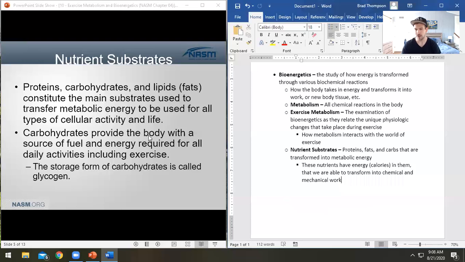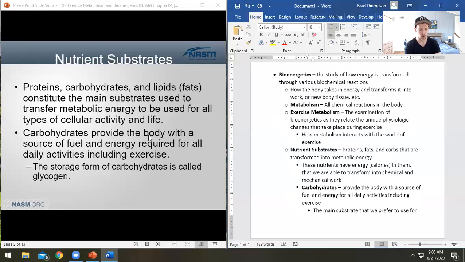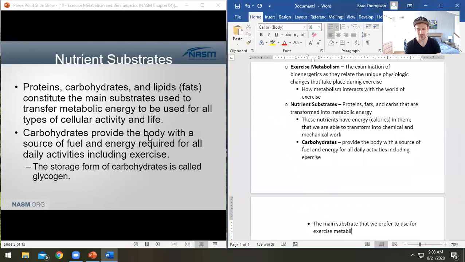Carbohydrates are definitely the main one, right? So when we're looking at this, carbohydrates are going to provide the body with a source of fuel and energy for all daily activities, including exercise. So it is the main substrate that we prefer to use for exercise metabolism.